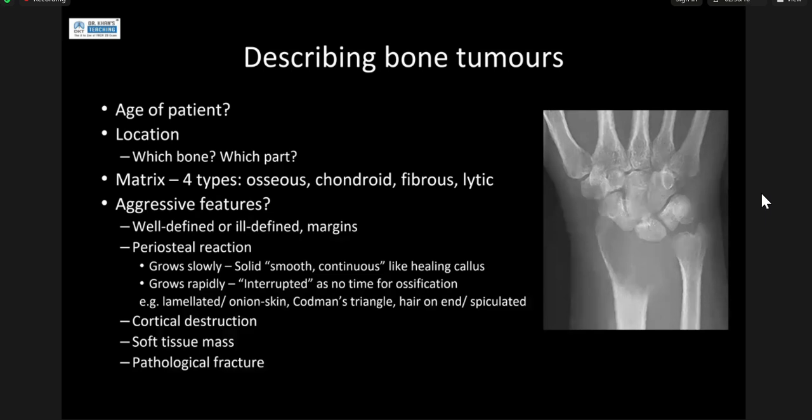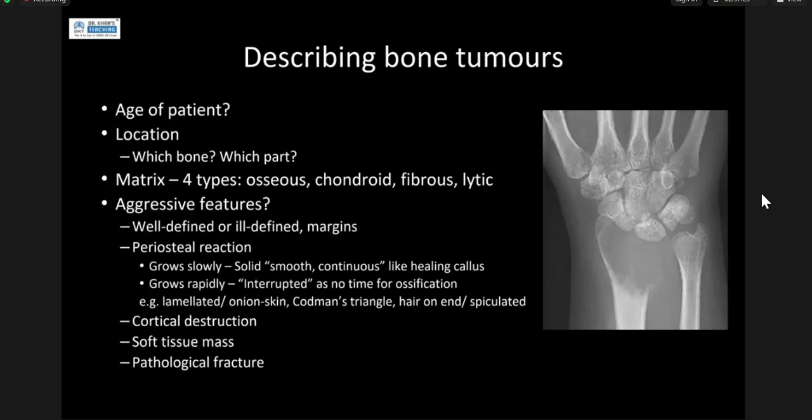There are certain things that we can look for, and the first is periosteal reaction. Not all periosteal reaction is aggressive per se. When a lesion grows rapidly, you have interrupted growth, so you get more aggressive types of periosteal reaction, such as hair on end, spiculated, or lamellated, onion skinning. Whereas when something is slowly growing or healing, for example a healing fracture, the reaction can be nice and smooth and solid and continuous, which is non-aggressive.